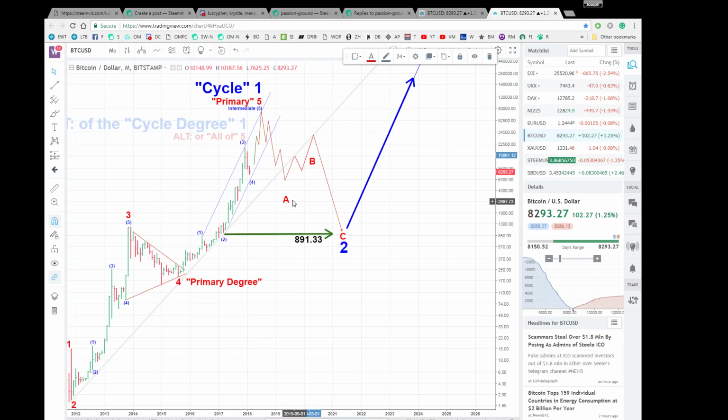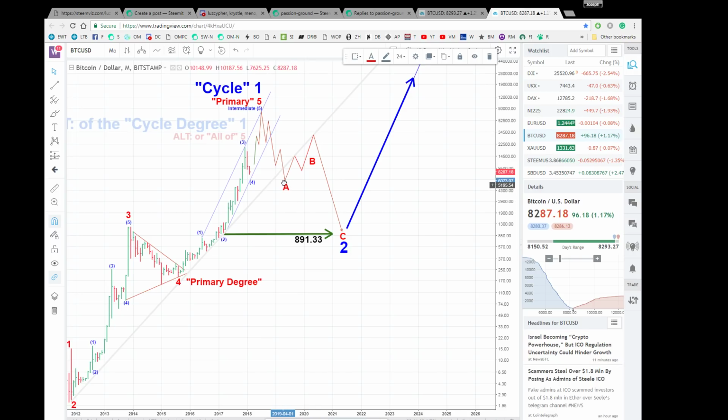But that's not the preferred count. The preferred count is that we still have another giant move up still to go in 2018. But everything is subject to change based on the price action, okay? These are just interpretations based on past history.